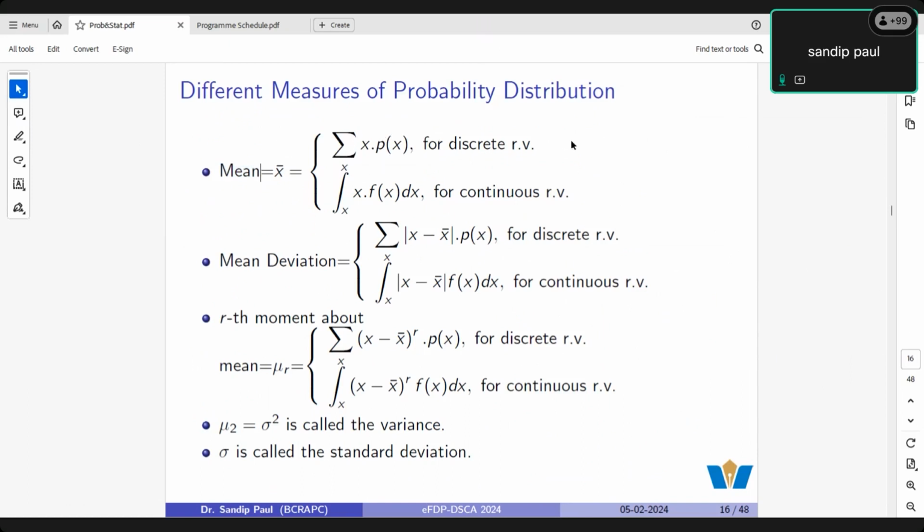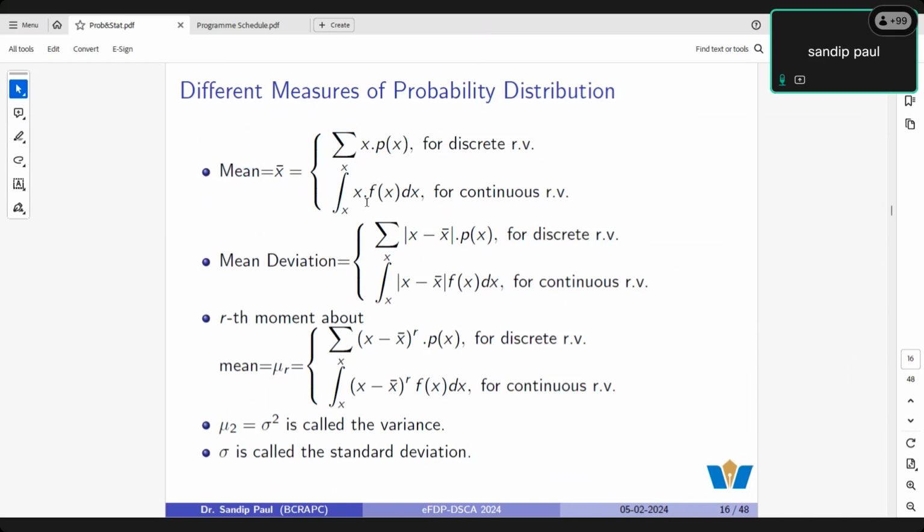For the discrete random variables, we will use the summation notation. It is the summation of the products of x and its probability, x into the probability. But in case of continuous, we have to take the integration over all given values of x of the product x and f of x. So it is the mean of the random variable.